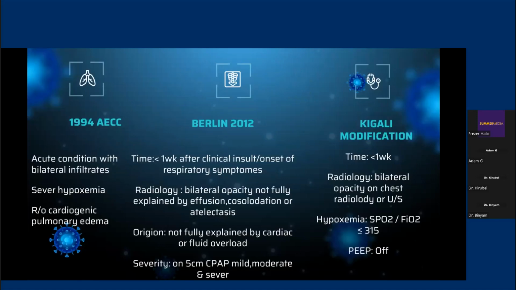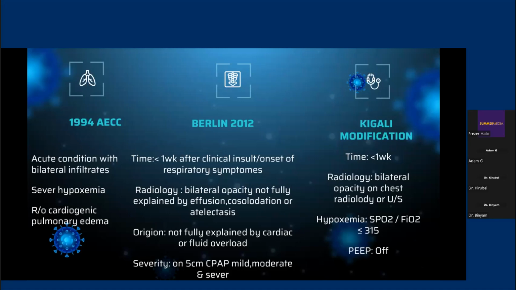This slide tries to show the differences between these three definitions. The first we see is from 1994, the Consensus Council. They said it is an acute condition with bilateral infiltrates and severe hypoxia, which is not caused by cardiogenic pulmonary edema. And in Berlin, they started to specify a time duration since the insult.